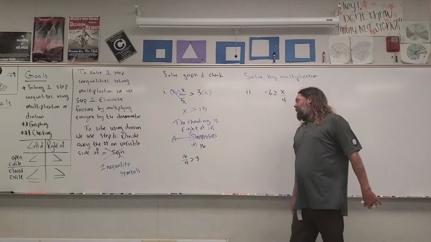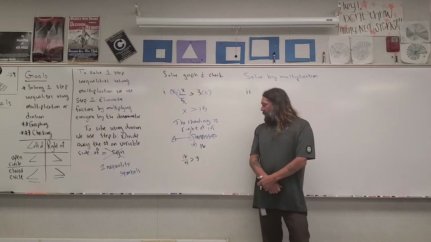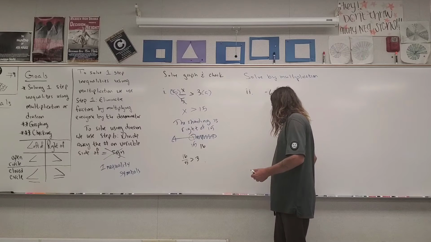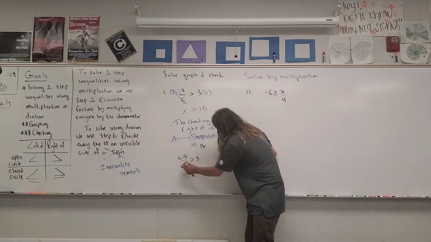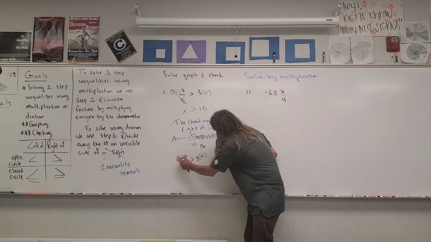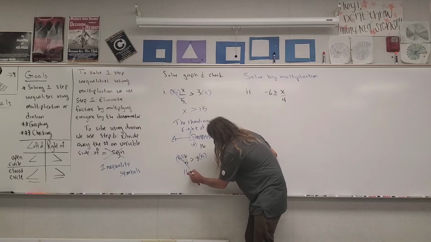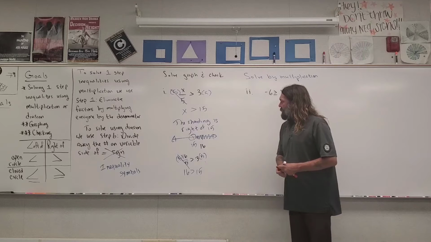Well, just like we eliminate fractions when we solve, we can eliminate fractions when we check. And so what I can actually do here is multiply everybody by 5. So 16 over 5 is considered one number, so it only gets one 5. 3 gets a 5. Those 5s cancel. 16 is right of 15. Is that a true statement?